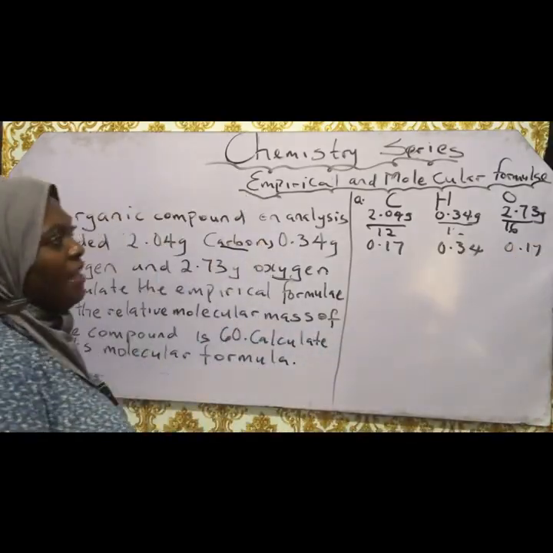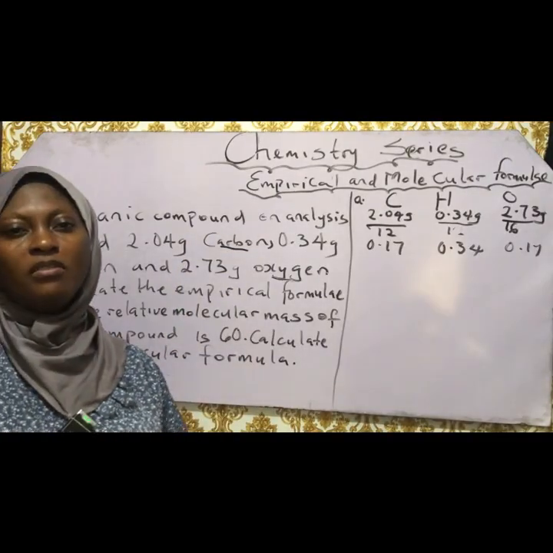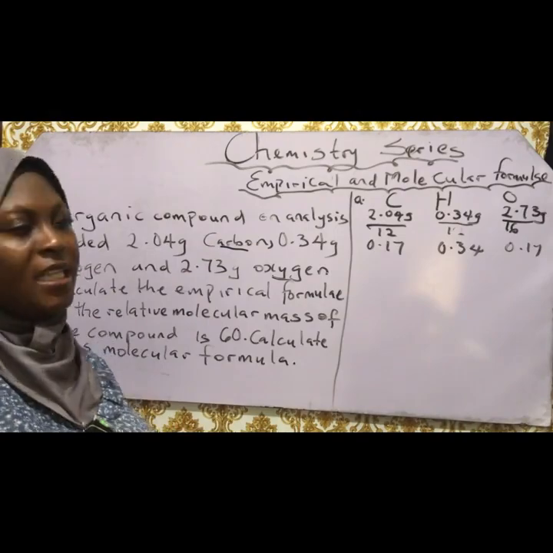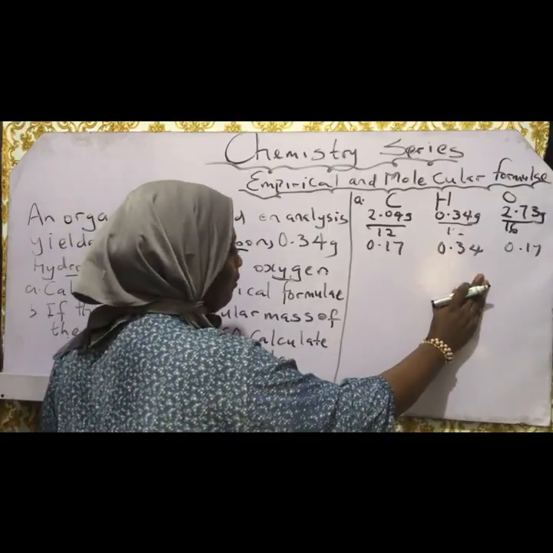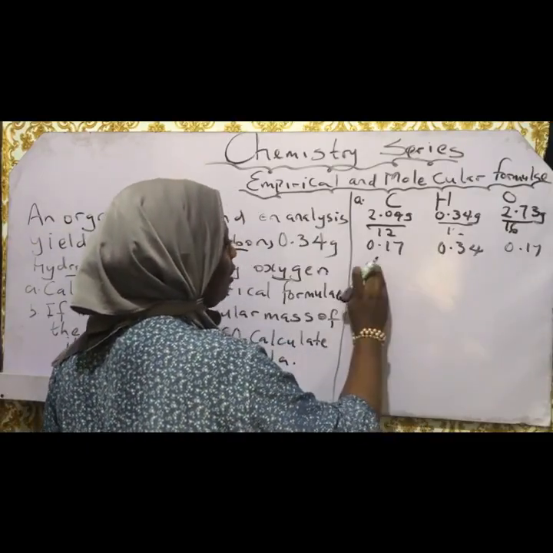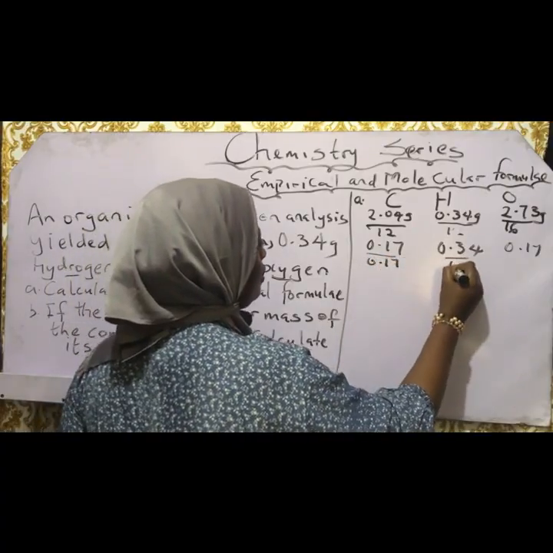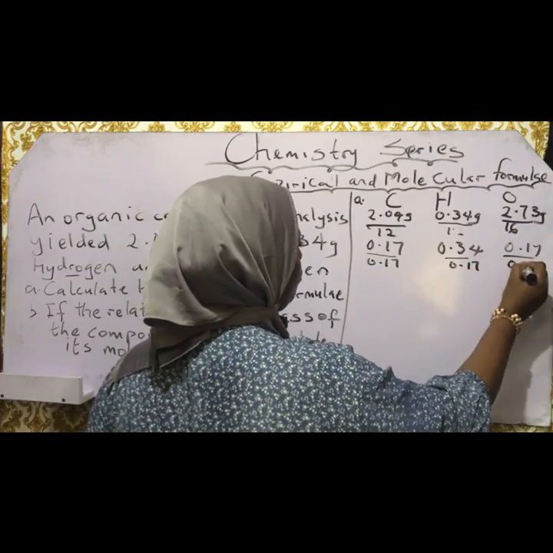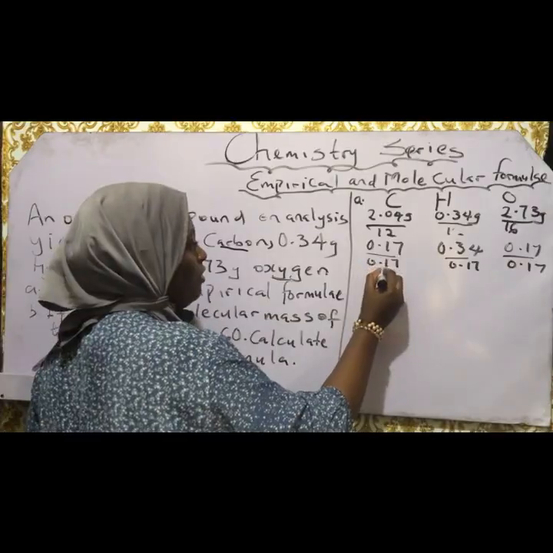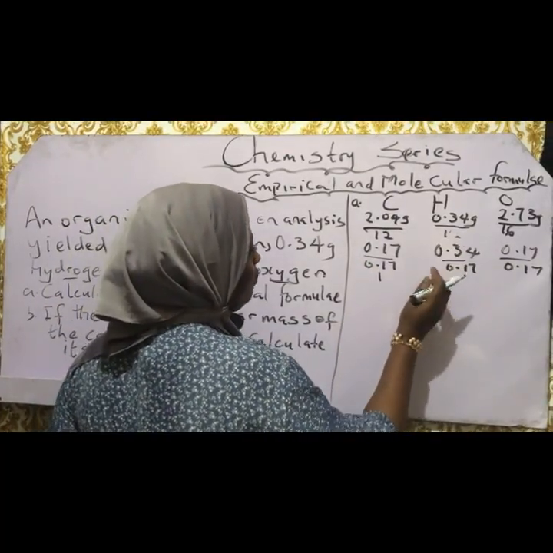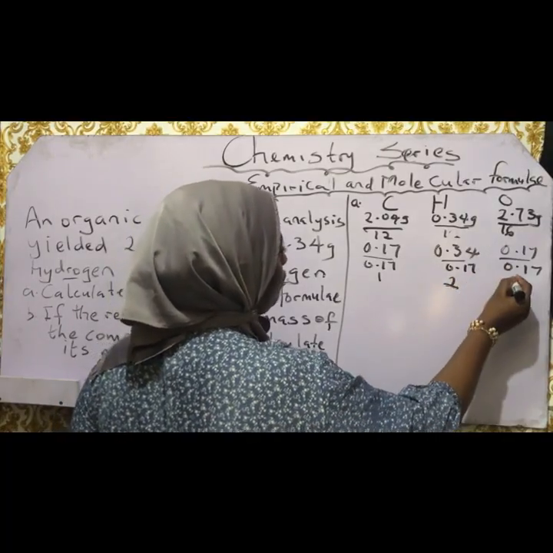So, now after you have converted the masses to mole, the next step is to divide through by the smallest mole. Now, we have 0.17, 0.34, 0.17. So, the smallest mole is 0.17. So, you have 0.17, 0.17, 0.17. Of course, 0.17 divided by 0.17 gives 1. 0.34 divided by 0.17 gives 2. 0.17 divided by 0.17 gives 1.